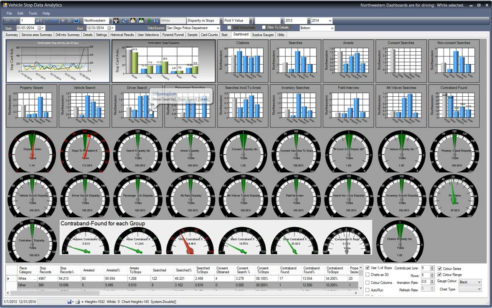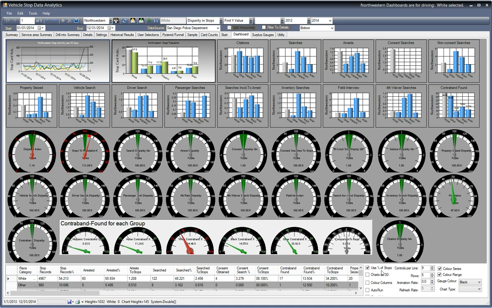Here in the northern district, whites are stopped at 1.14% of their representation in the population. That is an over-policing indication, if you will. I'm not sure that is exactly what it means, but for these purposes we'll use that expression.